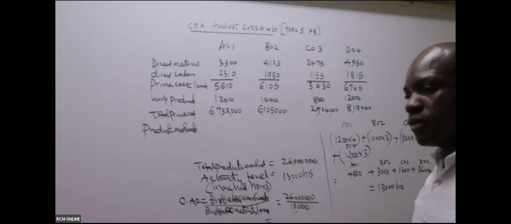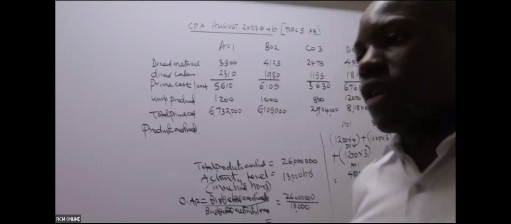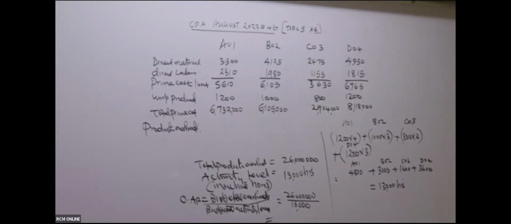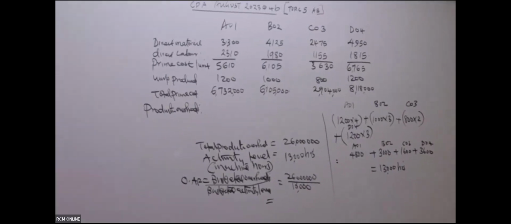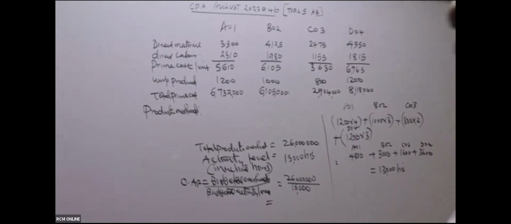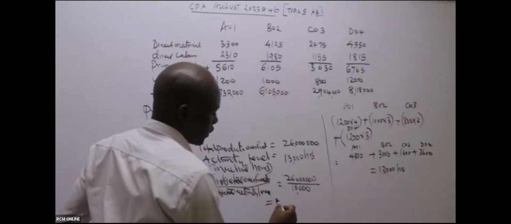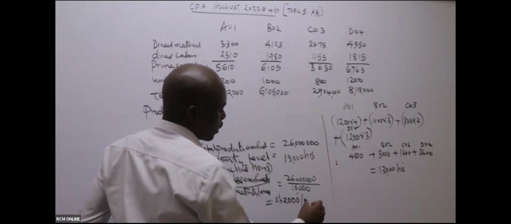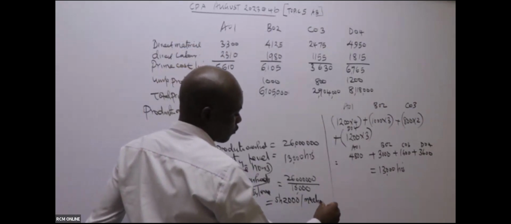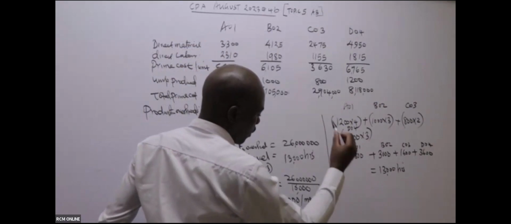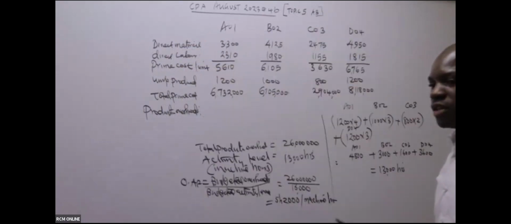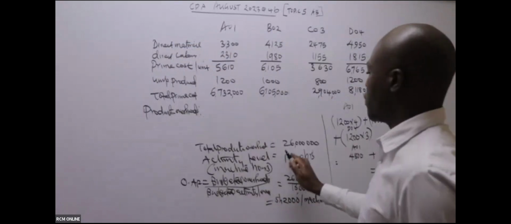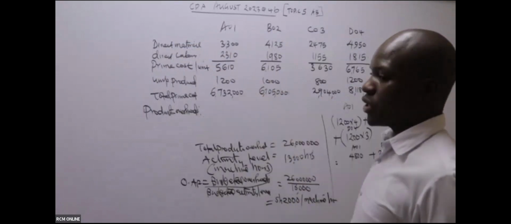So what are we getting? We are getting 2,000. So you're going to have shillings 2,000 per machine hour. Good. So once that is done, why can't you come and distribute this 26 million to the production system?